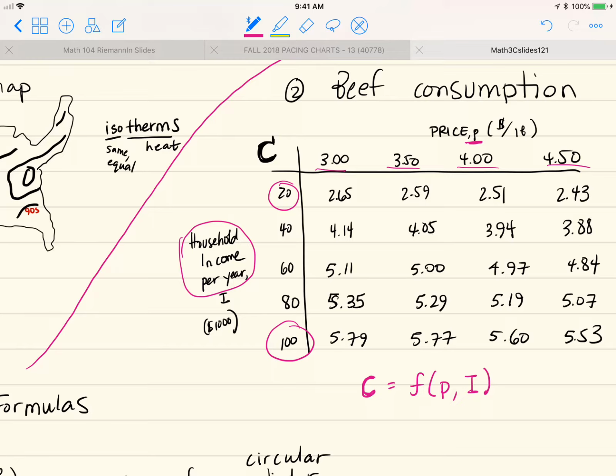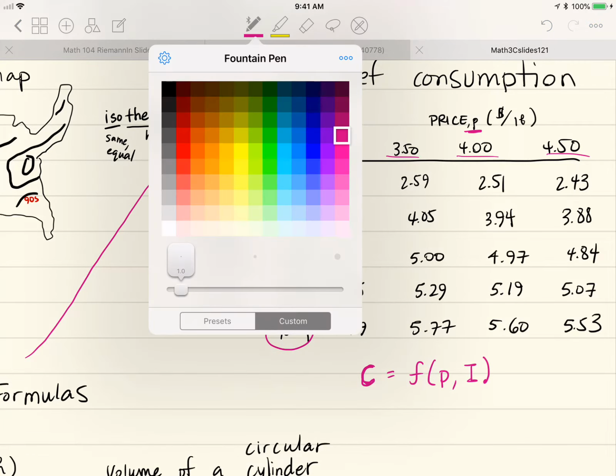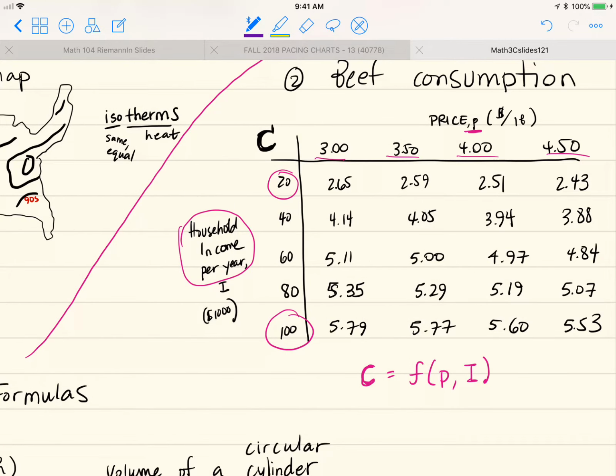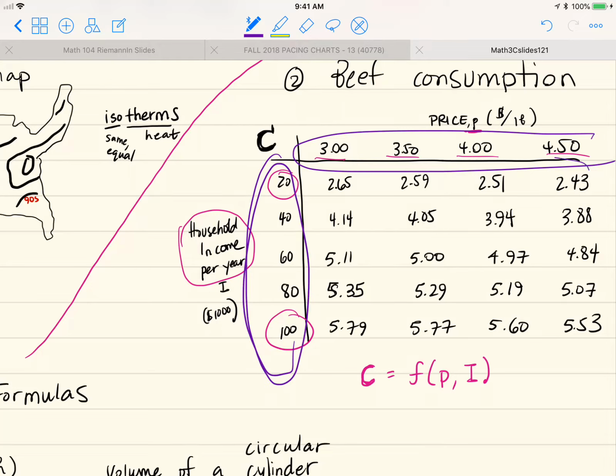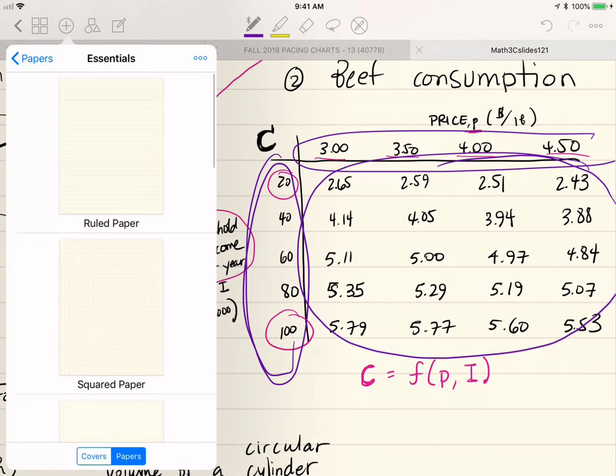So this is a chart, and do you see how this is very different? This is in some sense, let me point this out, a three-dimensional chart, because you've got information going: you've got the price, you've got the income, and then you've got the output here in the middle.